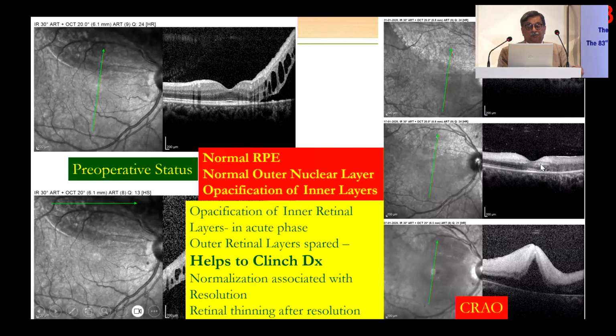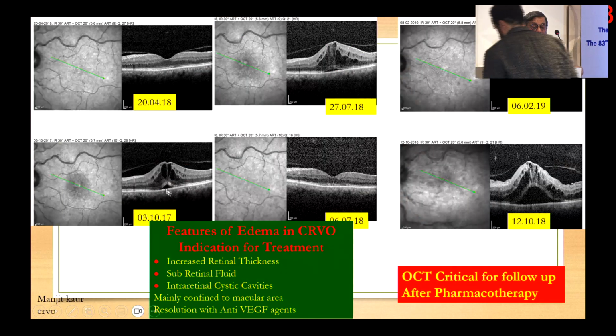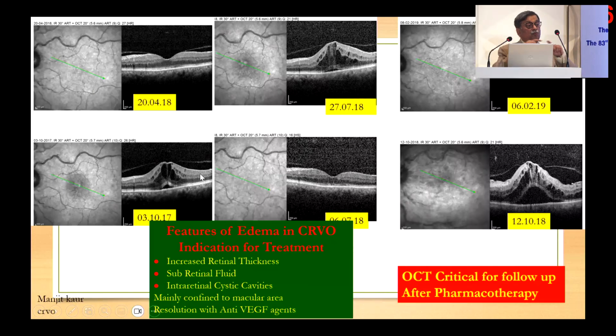With time, this becomes less and finally goes away, but it will lead to thinning of the retina in that quadrant. On the other hand, this is a central retinal vein occlusion, venous stasis retinopathy, and this will present with edema, and this edema will be in the central macular area. If you do a radial scan, it's there all over.